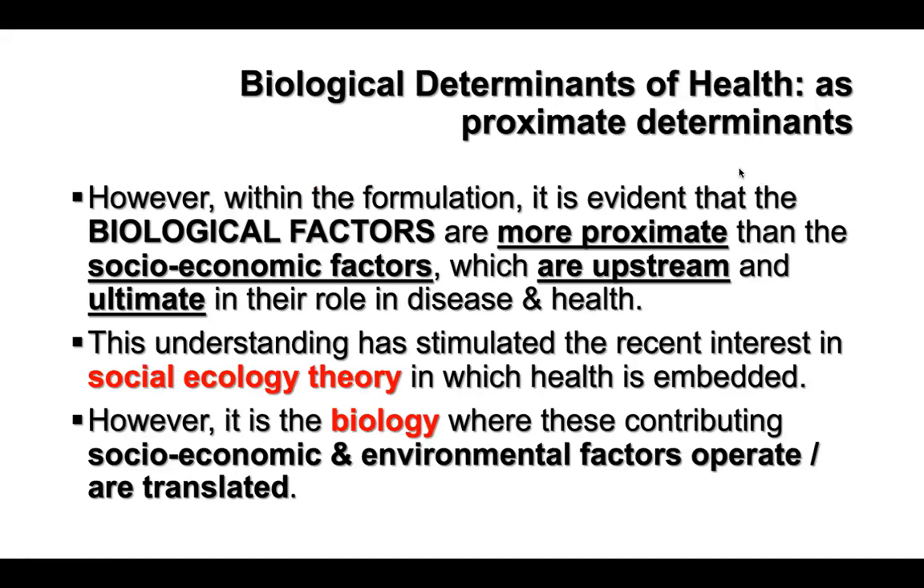However, within the formulation, it's evident that biological factors could be more proximate than socioeconomic factors, which are more upstream, right? So as people were saying here, brain trauma, brain injury, hemorrhage, etc. These are factors that cause the death of the person, bleeding out, then they died. These are more proximate, more closer. But then this person is bleeding because he was hit by a car. And then he was hit by a car, maybe because the traffic lights were not working.